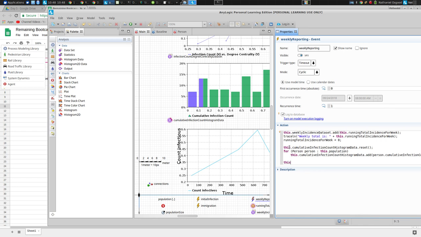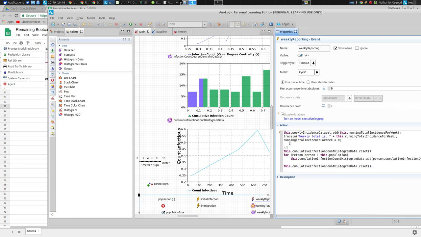Next, I want to do the following. Just by analogy with this, I have to reset this data set. Before I go populate it with new data, I want to clear away the data from the previous week. So I'm going to say cumulative infection count histogram data dot reset. Just completely analogized to this. In fact, I'm going to put comments here. You don't have to put them, but I'm going to. Populate the histogram. And I'll put here, now populate the scatter plot.